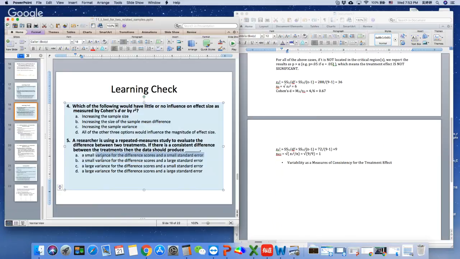So, right. If the standard error is small and we know the standard deviation is also small, so the variance is also small. Variability, standard deviation and standard error are all measurements of variability. So the correct choice is A.